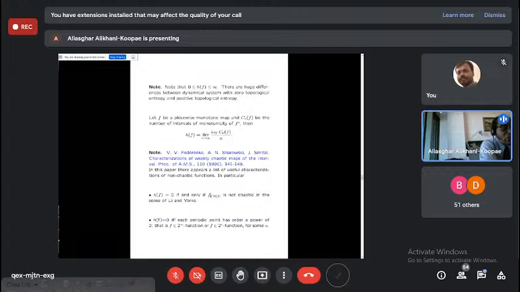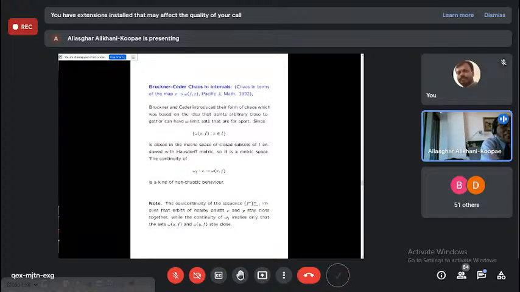h of f is equal to 0 if and only if each periodic point has order a power of 2. That is, f is a 2 to the infinity function, which means it has periodic points of all powers of 2, or f is a 2 to the n function, which means it has periodic points of powers up to 2 to the n for some n.